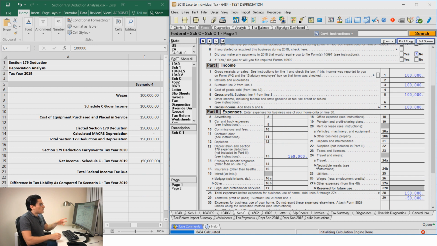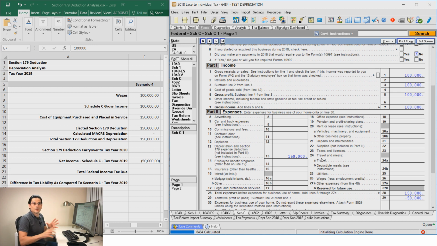So taking a look at scenario 4, we can see that the $100,000 is being taken into account as gross receipts on Schedule C, but on line 13, we have $150,000 in Section 179 deduction, which is kind of strange because we talked about the fact that the net income from your business is what determines your maximum Section 179. But in this case, on a personal tax return, since we now have wages, which is other earned income on the return, we're able to incorporate that along with the net income on Schedule C to determine our ceiling for the Section 179 deduction.